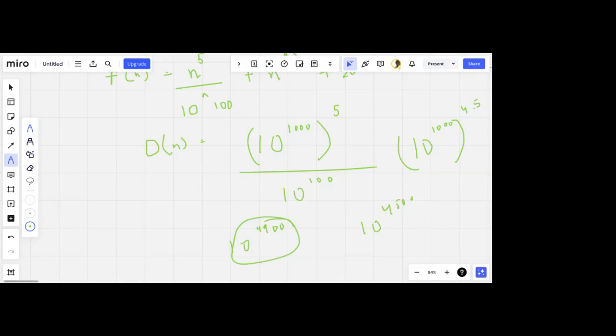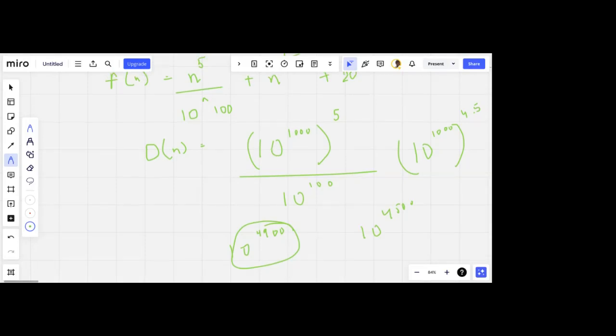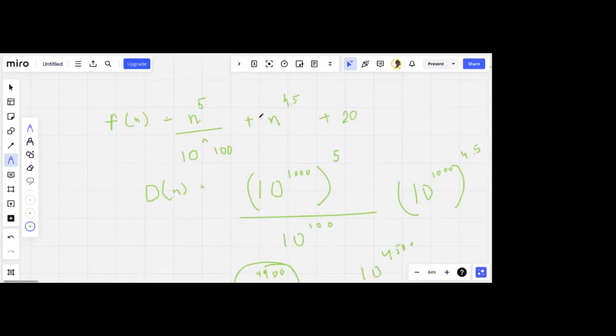Basically, what I'm saying is that here, n to the power 5 divided by 10 to the power 100, you have to ignore any coefficient. So the coefficient here is 1 by 10 to the power 100. No matter how big or how small the coefficient is, you have to ignore that and always go for the greatest power of n. So what is the greatest power of n? It is n to the power 5. So just go for that. Okay, clear now?